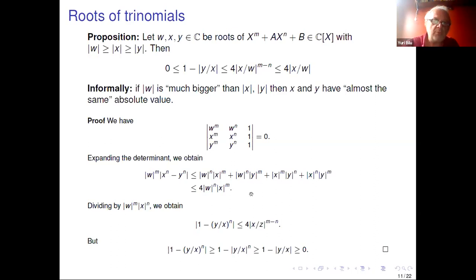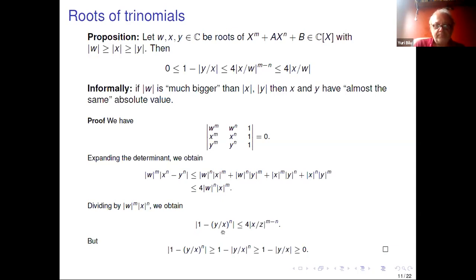Okay, so the biggest terms are those which involve, of course, W to the biggest power, to m. And they have X to the n with the positive sign and Y to the n with the negative sign, right? So the two biggest terms in absolute value are on the left-hand side, and this is bounded by the sum of absolute values of the remaining 4 terms. The remaining terms are all bounded by W to the n, X to the m. So each of them is either this or smaller. And just dividing, we obtain this inequality.